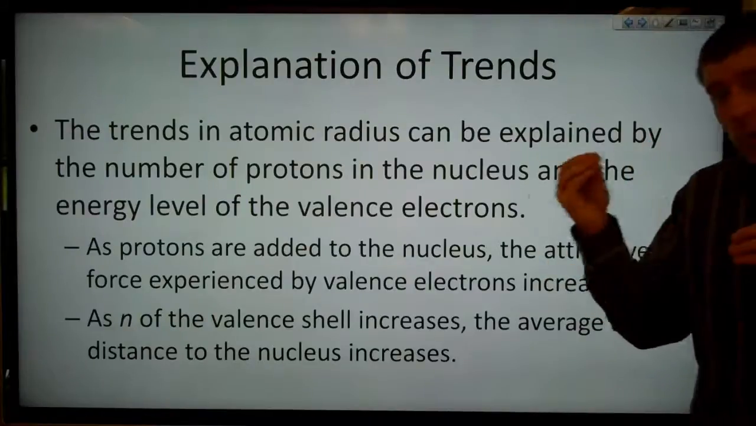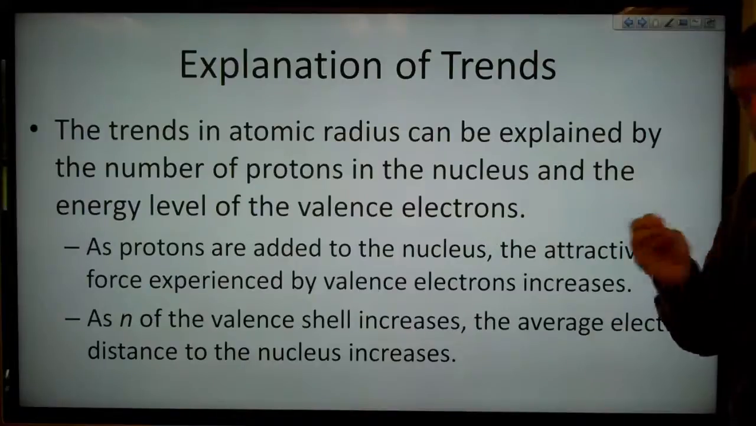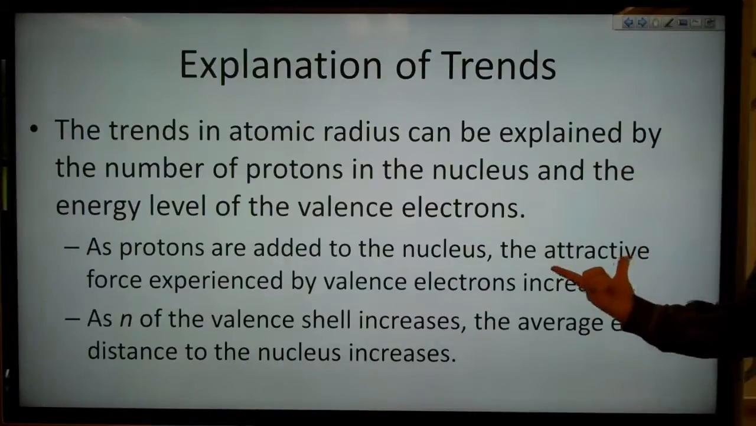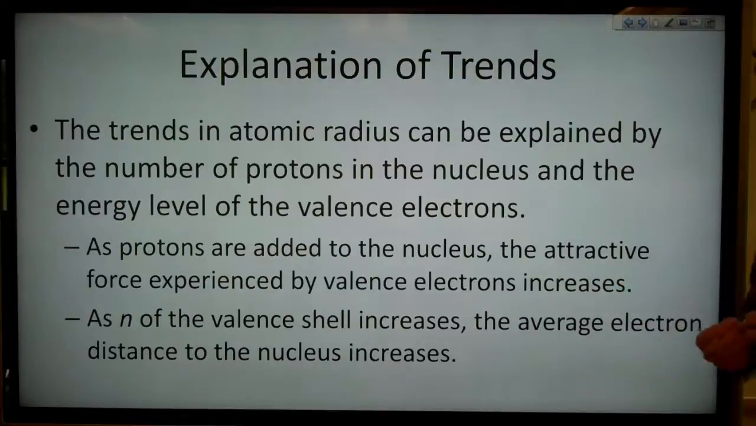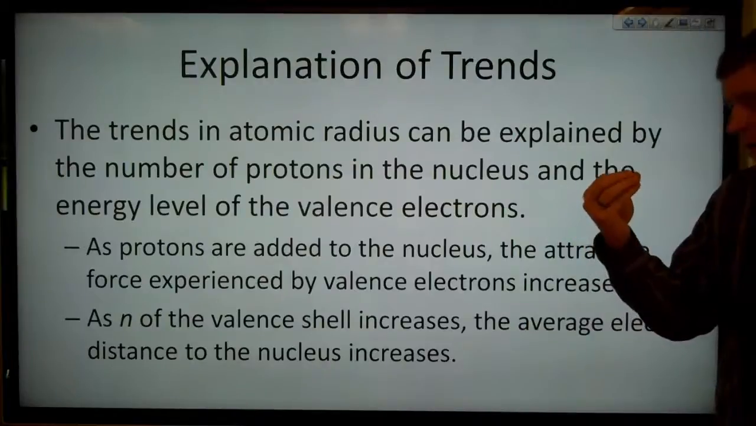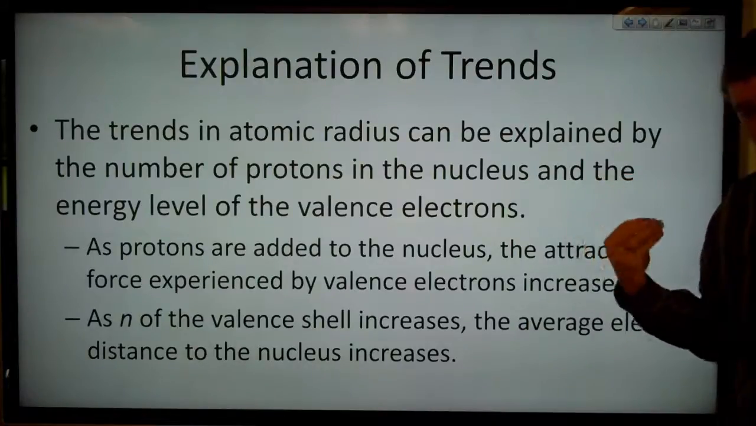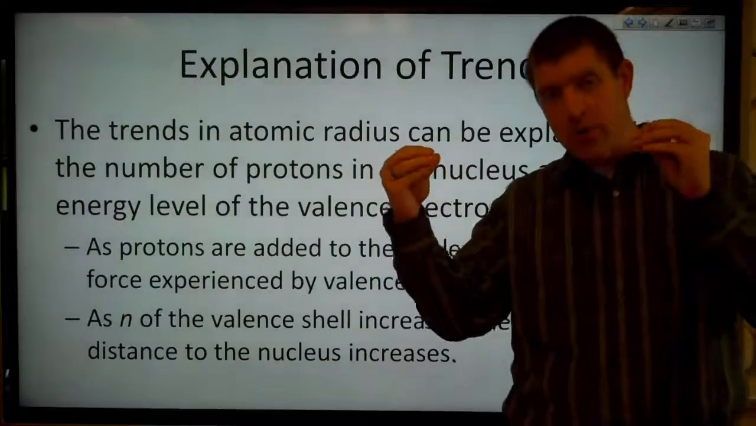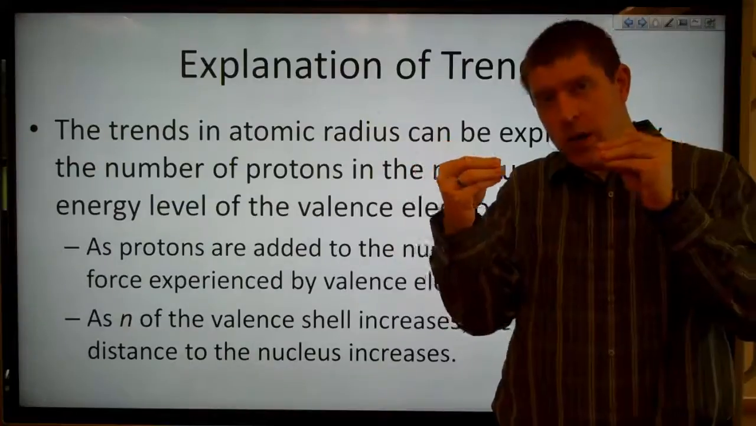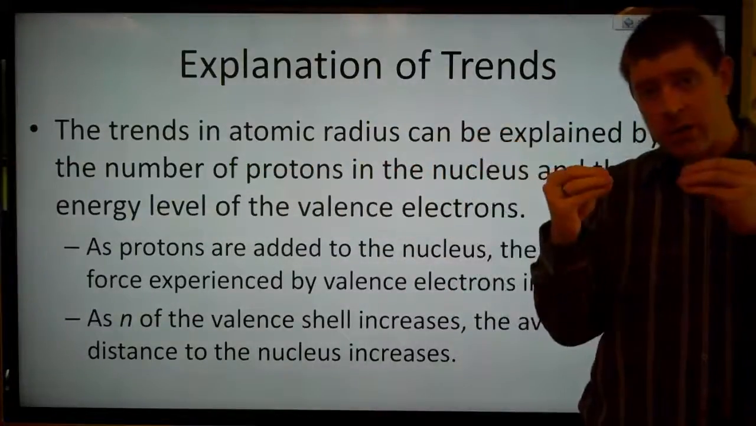So remember, as we move to the right on the periodic table, we're adding protons to the nucleus. As we move down on the periodic table, we're also adding protons. So as we add protons to the nucleus, that means that the attractive force between the nucleus and our electron is increasing. So as we move to the right on the periodic table, that attractive force is increasing. If that attractive force is increasing, then that electron is getting closer to the nucleus. So as we move to the right on the periodic table, the atomic radius should be decreasing, which is what we see.